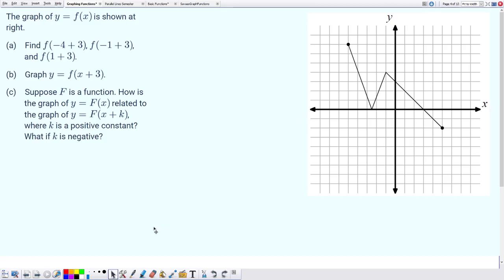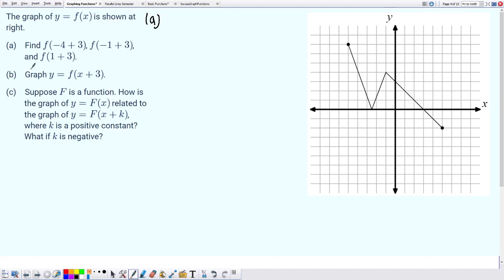Hello everyone. We have another problem where we have to graph some functions. The problem states the graph of y equals f of x is shown on the right, and part A asks us to find f of negative 4 plus 3, f of negative 1 plus 3, and f of 1 plus 3. So, we notice it's a little different from last time.